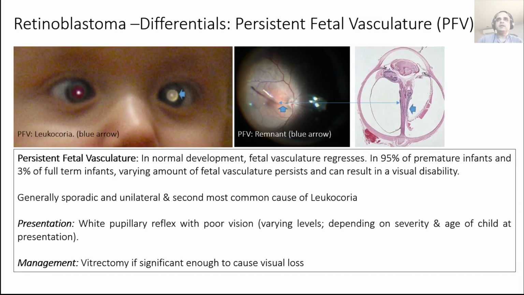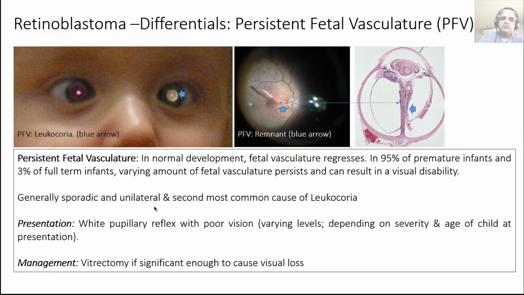This is what persistent fetal vasculature is, and as the name suggests, it implies that the fetal vasculature persists once the baby is born. In normal development, fetal vasculature regresses, so most of the time you don't see this, but 95% of preterm babies would show some level of persistent fetal vasculature, and even some full-term infants would as well. The extent of vasculature that you see would depend upon the severity of the disease, and this is basically the vasculature that supplies the growing lens and the other parts of the eye, and they tend to persist after birth.